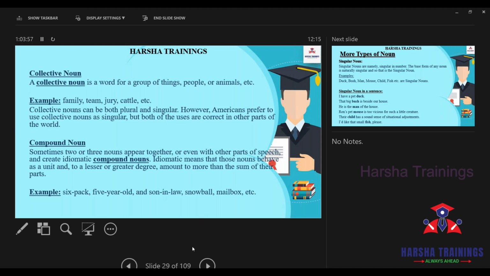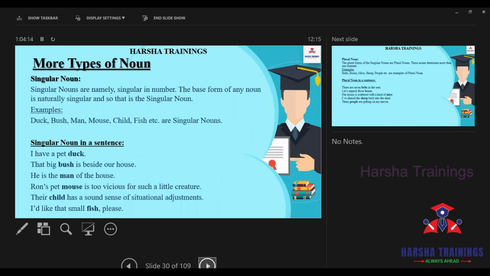Mailbox. Right? Even if you separate those two words, they should have their separate meanings. Those types of words are called compound nouns. Yes? Understood?